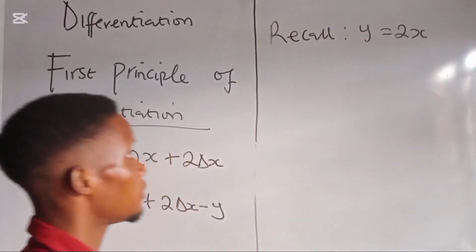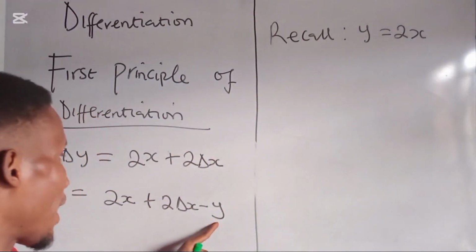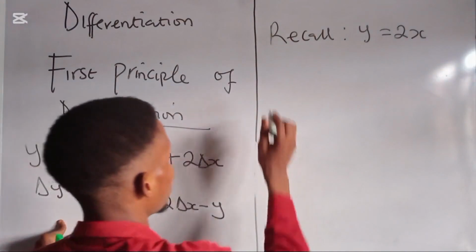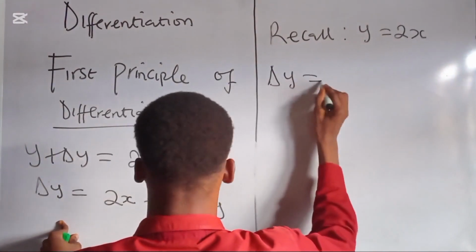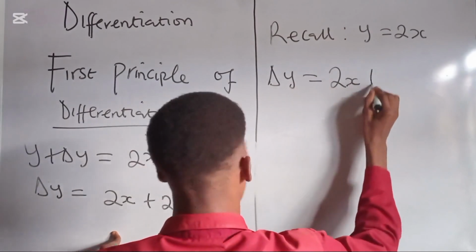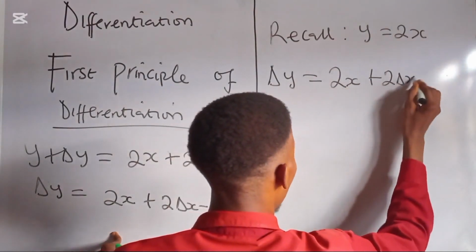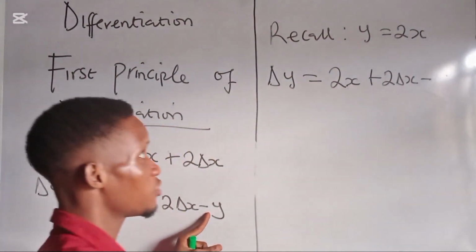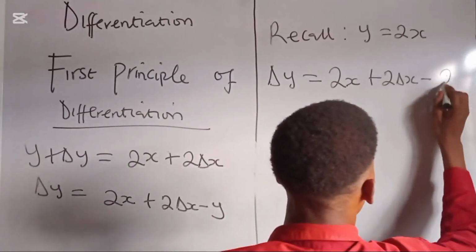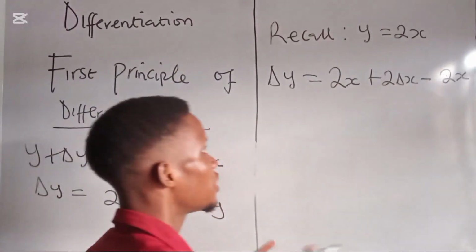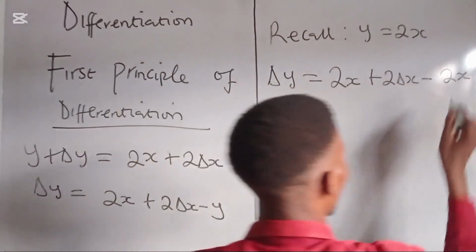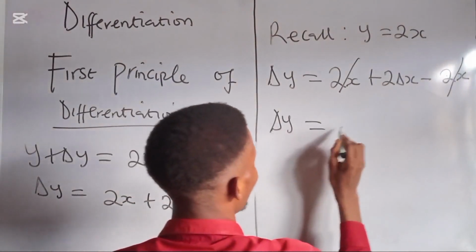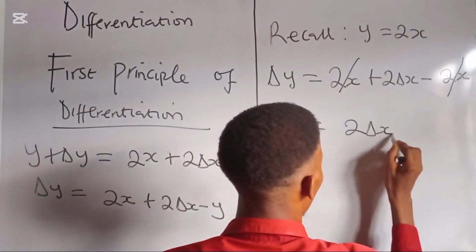So why are we bringing this back? We're already seeing y here. So everything should align. So we're having here now change in y equals 2x plus 2 change in x minus. You're seeing the negative sign here. Then substitute the value of y as 2x. So if you reach this point now, you can see that this can go against this, to have change in y equals 2 change in x.